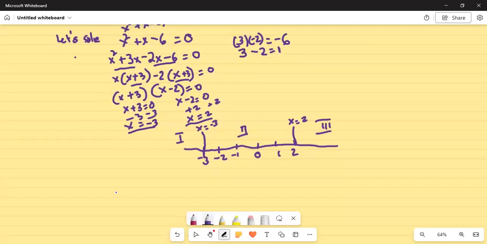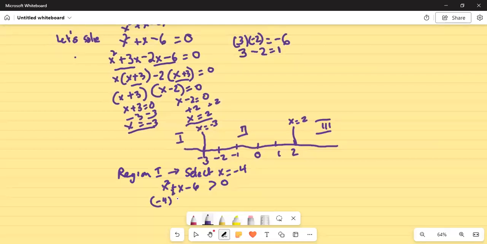So, region 1, select x equal to -4. And what do I get? Remember, my inequality is x squared plus x minus 6, and that's greater than 0. So let's plug in the value of -4 here: (-4) squared plus -4 minus 6. We have to check whether it is greater than 0.